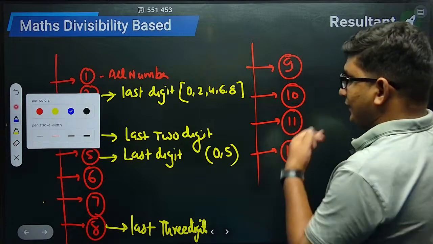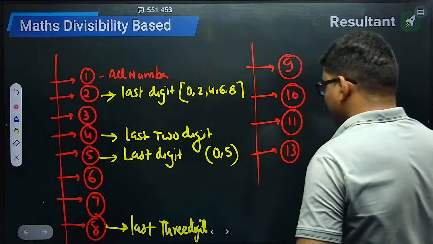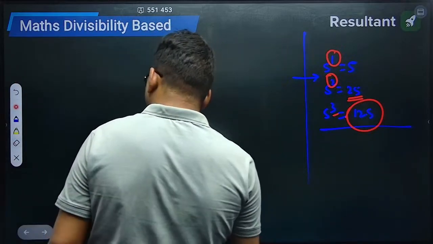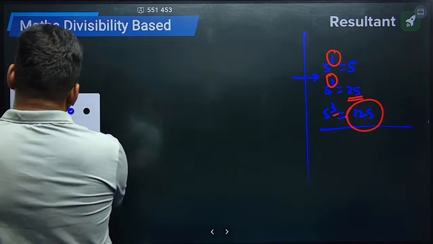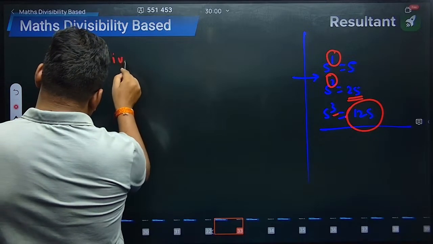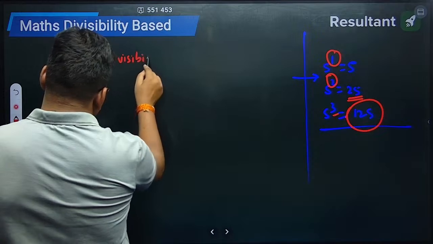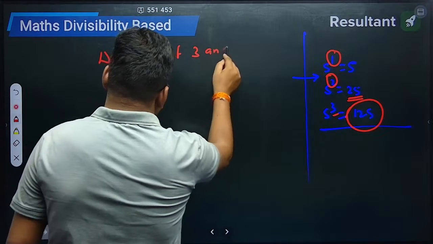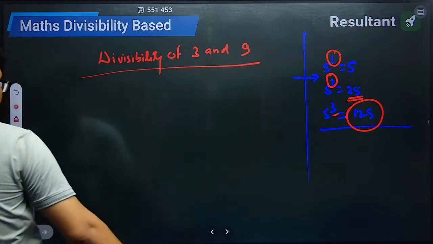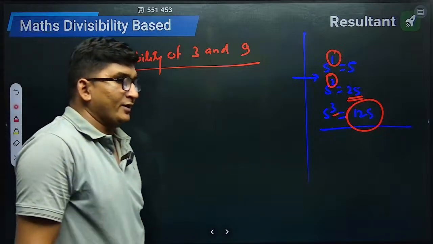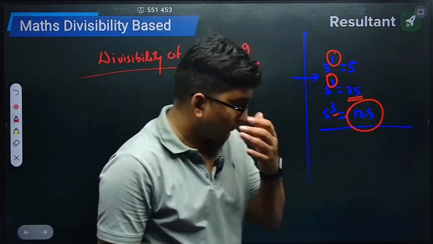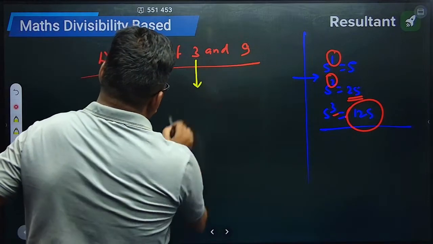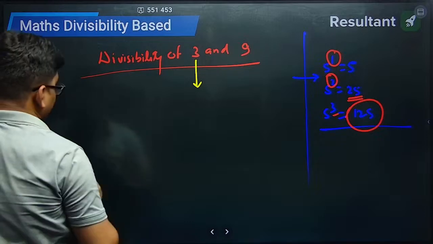Divisibility of 3 and 9. Why did I write them together? Because the divisibility of 3 and 9 follow the same pattern. So now we can see one thing here. If you want to know whether the number will be divisible by 3 or not, you can check the sum of the digits.